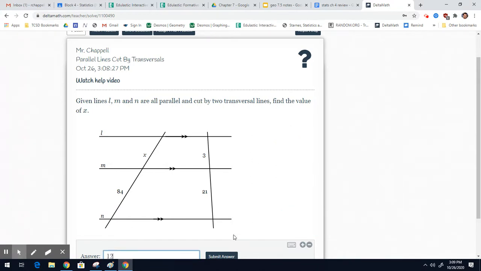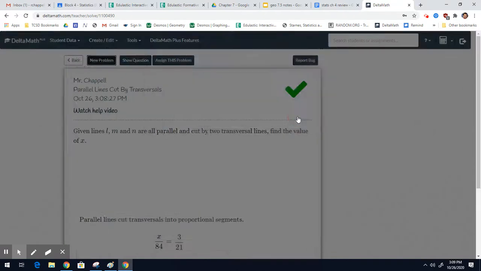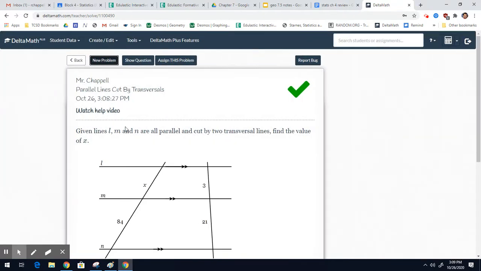Plug it in. Nice. There you go. It should be a pretty simple assignment for you. Best of luck.